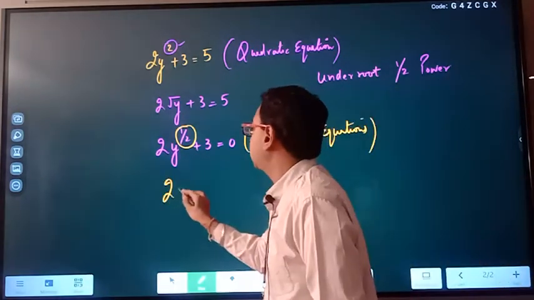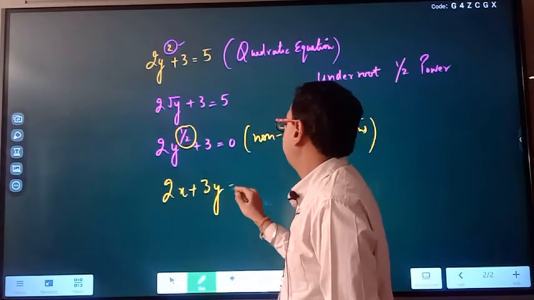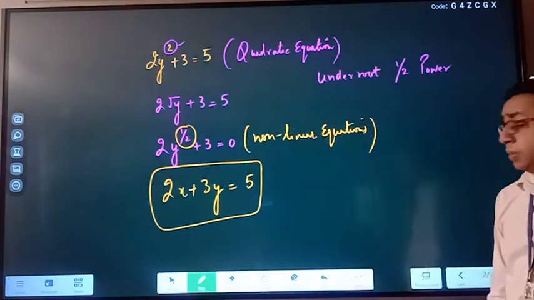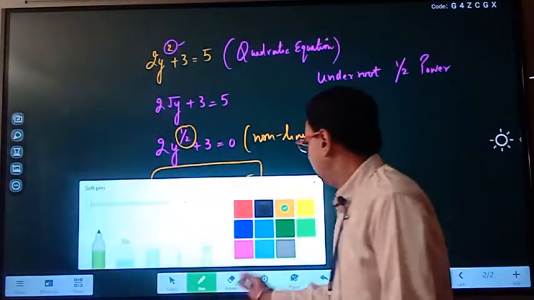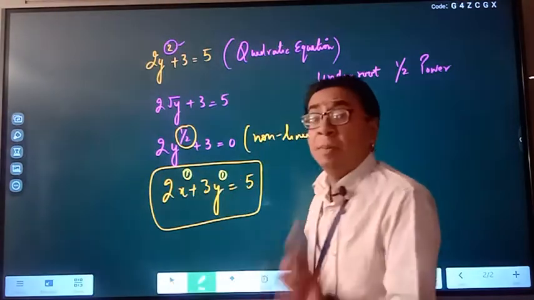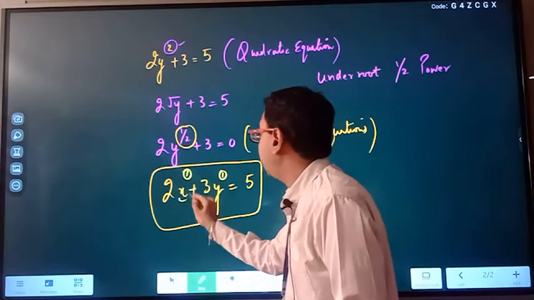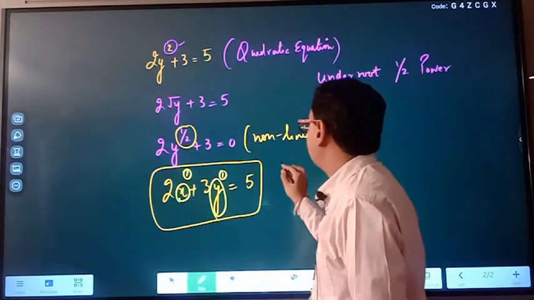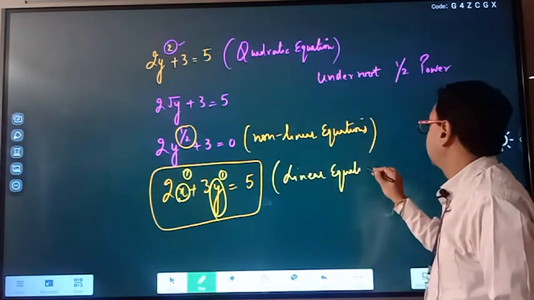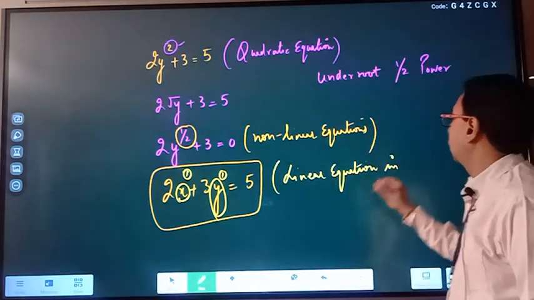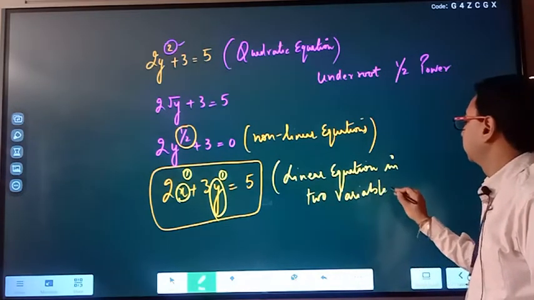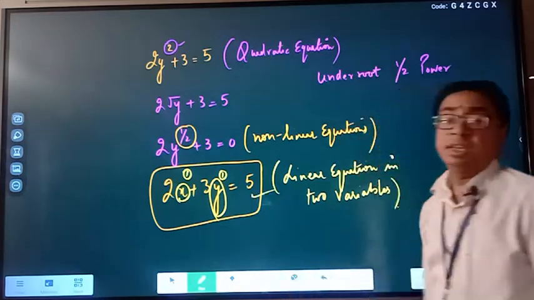Now, 2x plus 3y is equal to 5. What do you think? It is a linear equation. Of course, it's a linear equation. Why? Because x has power 1, y has power 1. But it's not a linear equation in one variable because we have two variables here, x and y. So it's a linear equation in two variables. Are we clear? That we are going to study in class 9.